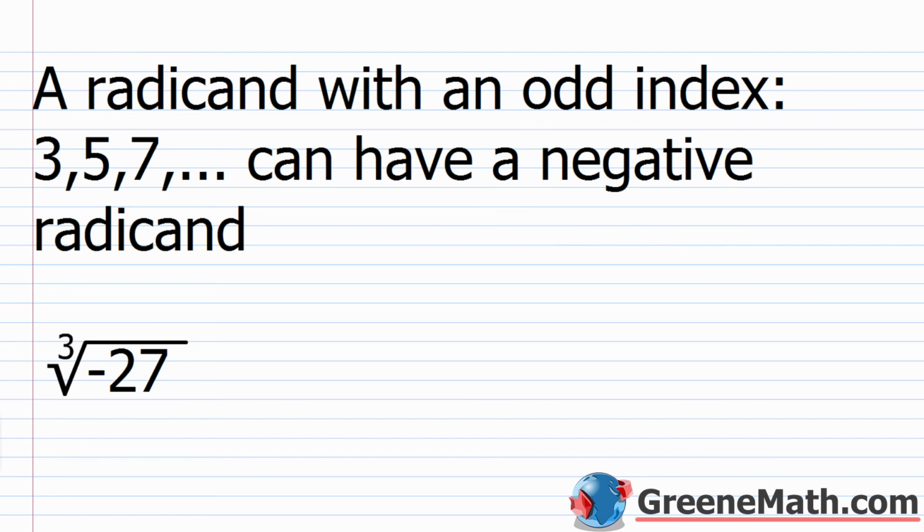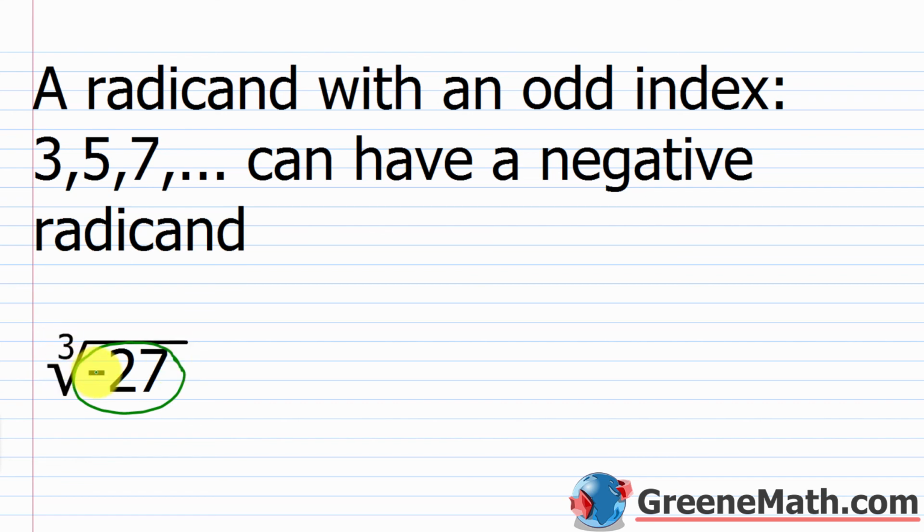So again, a radicand with an odd index, 3, 5, 7, 9, 11, and so on and so forth, can have a negative radicand. So this part right here can be negative, again, if you have an odd index. If you have an even index, it cannot be. And the reason for that, again, is you won't have a real number that will satisfy that.